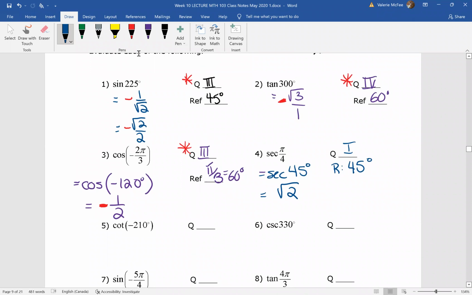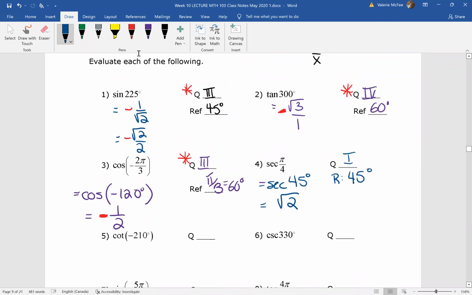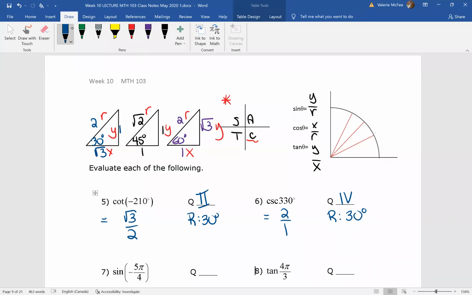2 more here, negative 210 degrees, 330 degrees. So negative 210 degrees takes us to quadrant 2. 210 is 30 away from 180, so that's our reference angle. Cotangent is the reciprocal of tangent, so we're looking at x over y using our 30-degree triangle. X over y is root 3 over 1. But remember, we need to check our quadrant. In quadrant 2, only sine is positive. I need a negative sign here.